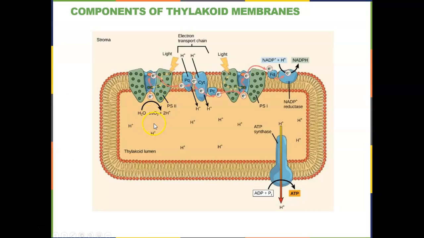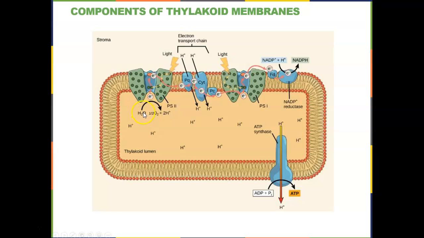So here's a closer up view of those structures. We see the photosystem 2 here, the photosystem 1. Photosystem 2 is going to gather up the light energy. It's going to cause a chlorophyll, these are the chlorophylls, to excite and release an electron.